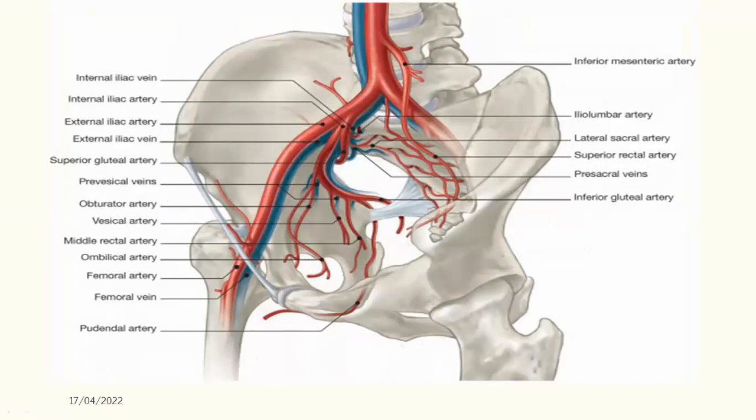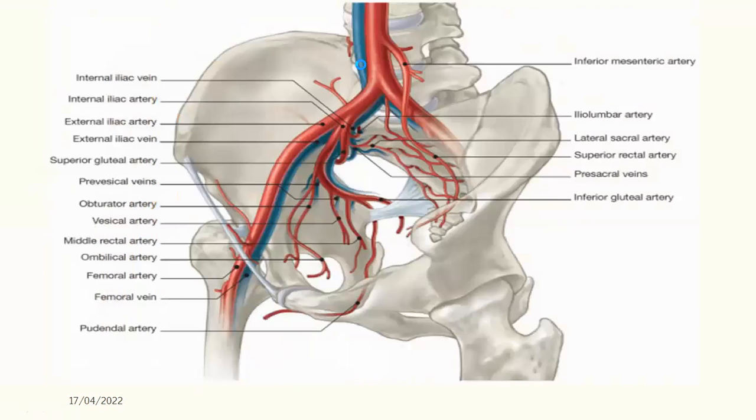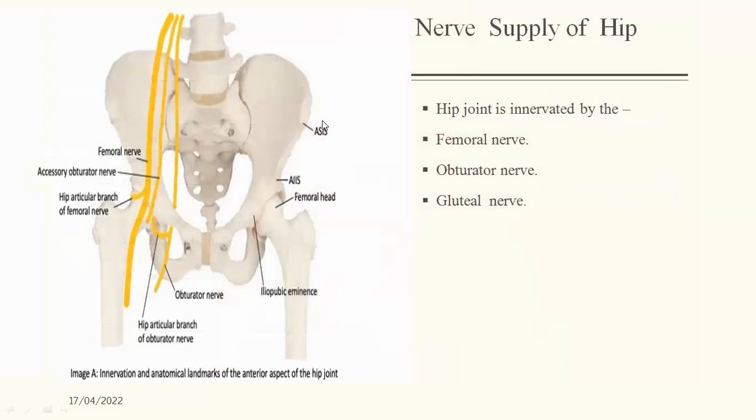Then again, this image is showing you the blood vessels, the vein, and the aorta. Inferior mesenteric artery, the same thing. In this image, I am going to show you, and then comes the nerve supply for the joint.